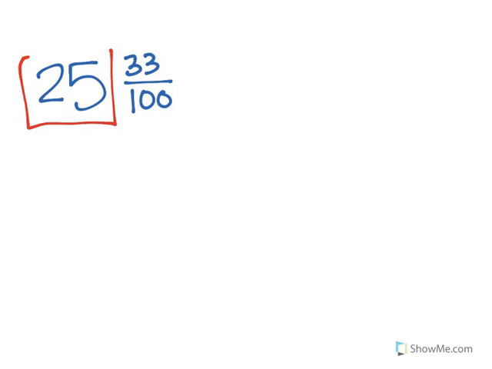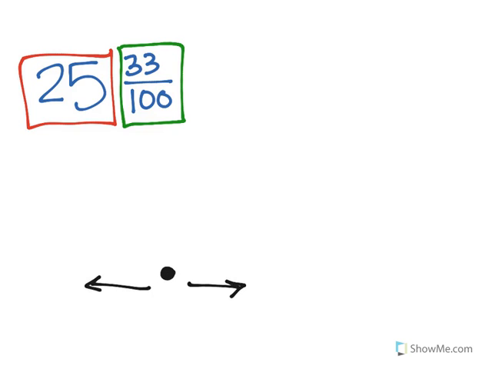So let's do another one. Help me out as I do it. So let's do 25 and 33 hundredths. What number is my whole number on this? Scream it out. It's 25. So I'm going to mark that one is the whole number. Which one is the fraction? 33 hundredths is the fraction. So I put on my decimal point. Does the whole number go on the left side or the right side? Call it out.